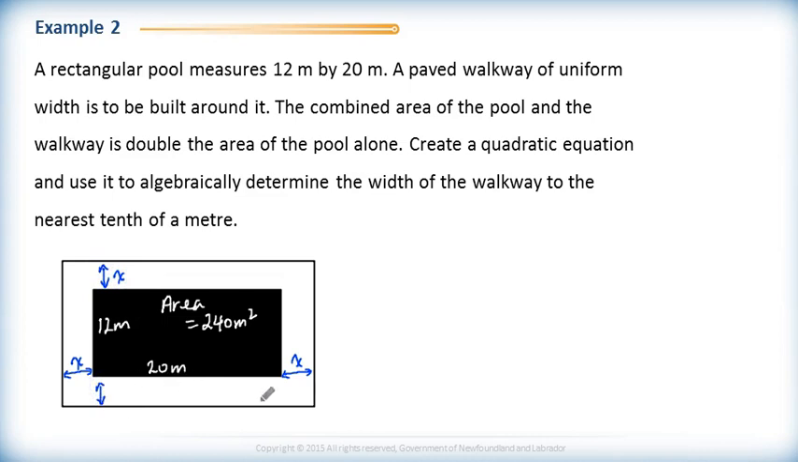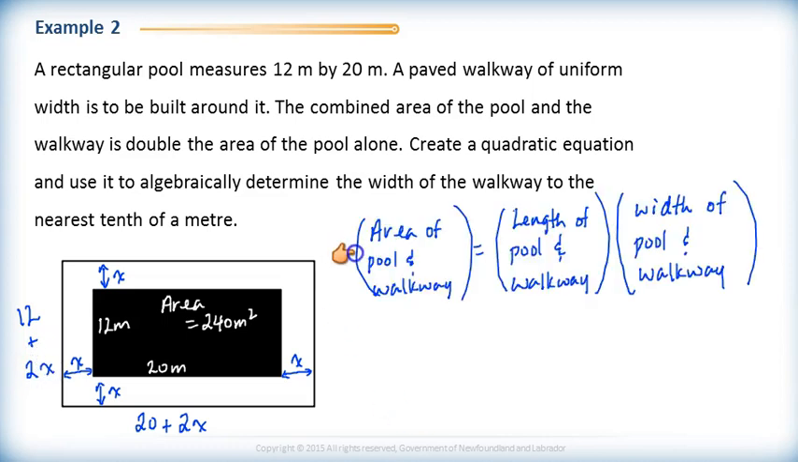Now, the combined length of the pool and the walkway, all of this side right here, is the 20 meters for the pool plus the two widths: 20 + 2x for the combined length. And likewise, vertically, the combined width will be 12 meters plus the two x's. Should have an x down there. There we go, 12 + 2x for the total there.